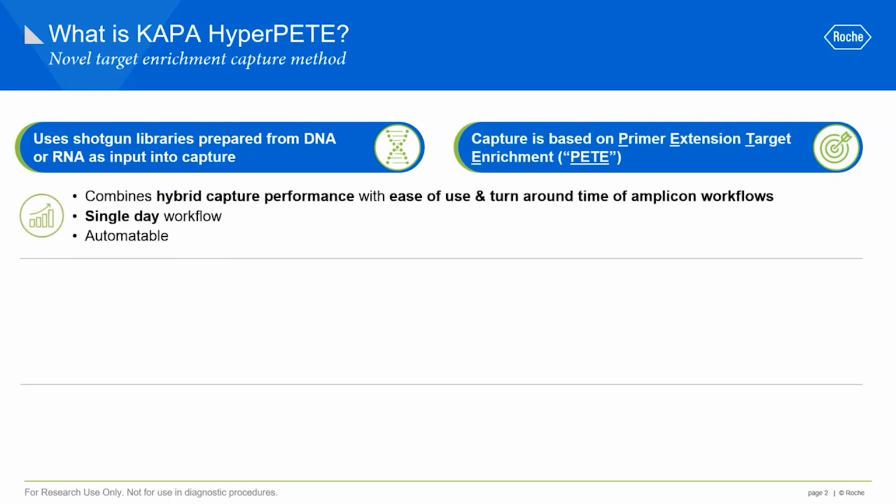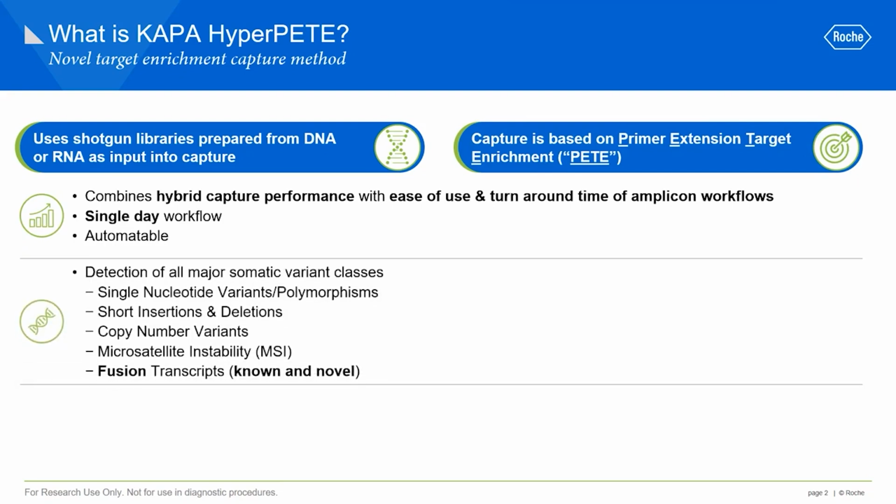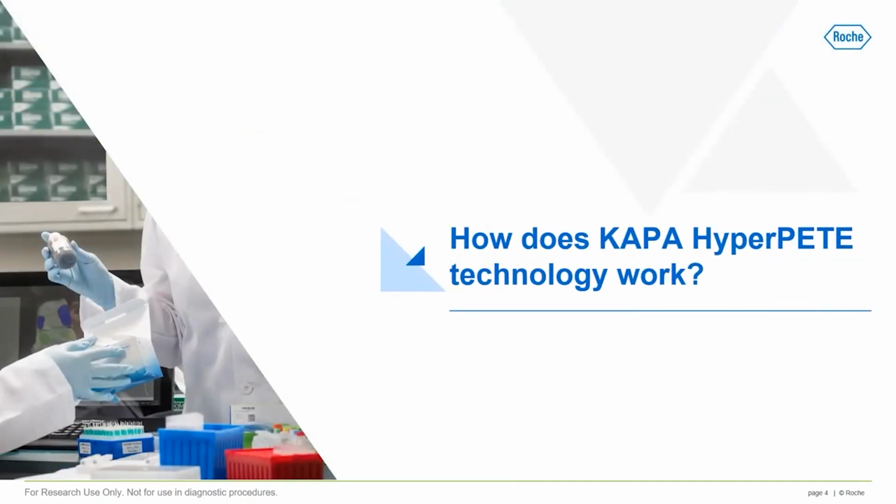So what advantages does this give you? First and foremost, most importantly, it combines hybrid capture performance with the ease of use and turnaround time of amplicon workflows. In addition, it offers an automatable single-day workflow. Next, detection of all major variant classes. This includes single nucleotide variants and polymorphisms, short insertions and deletions, copy number variants, microsatellite instability, also known as MSI, and last but not least, fusion transcripts, known and novel. And with that, I will turn it over to Dustin Masser.